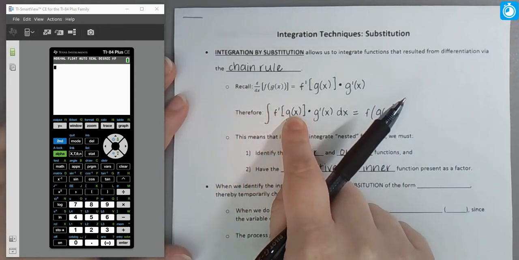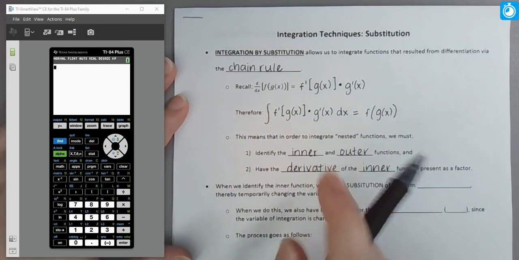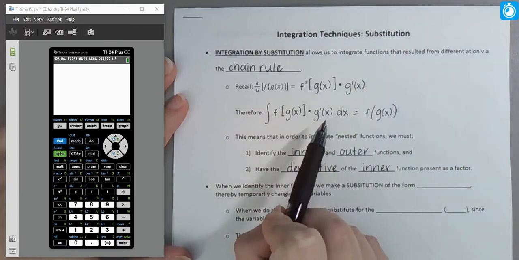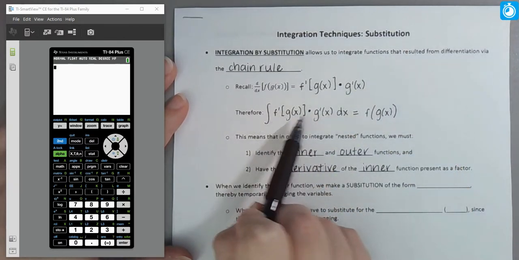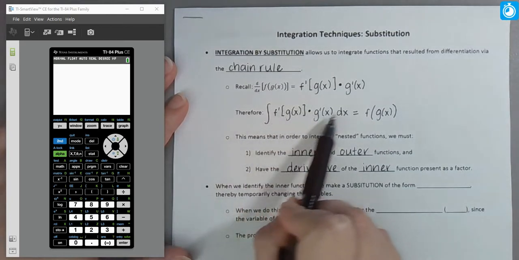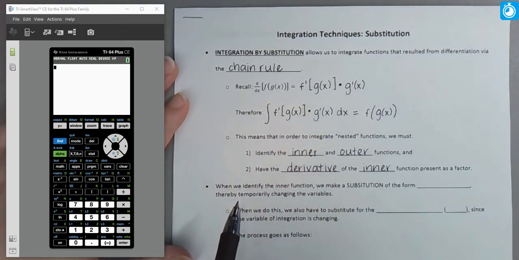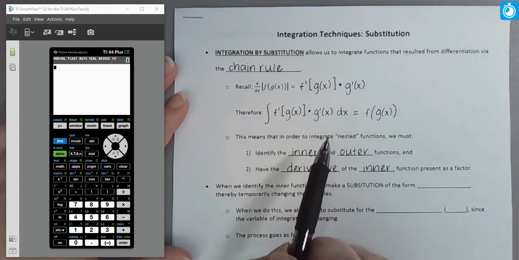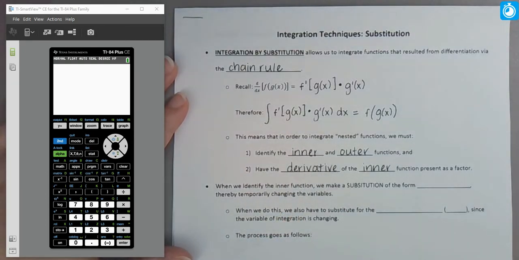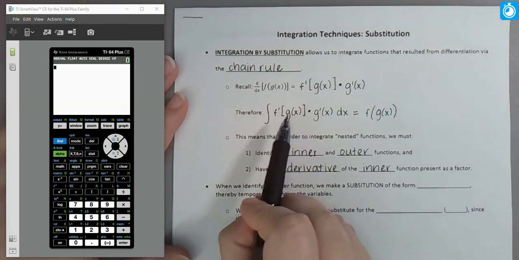And then in order to take the antiderivative using the substitution technique, we also have to see the derivative of the inner function present in the whole function that we're integrating. Now, we may not have the entire derivative, but we need to have some multiple of the derivative. So we may be missing a constant factor, maybe the coefficient is wrong, something like that. But we're looking, for instance, for a specific power of x, something that's very closely related to or completely equivalent to the derivative of our inner function g of x.